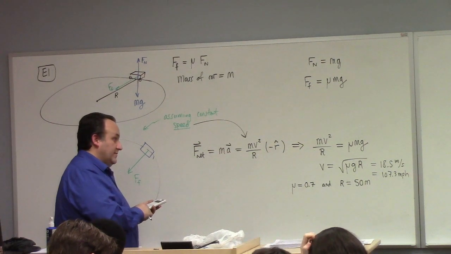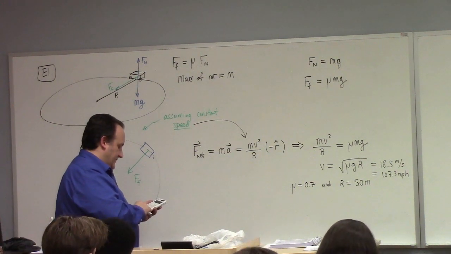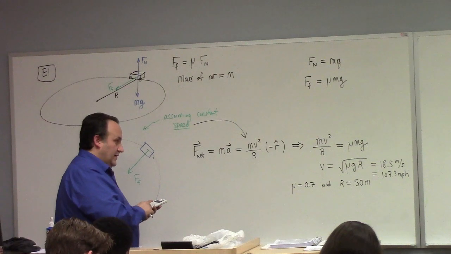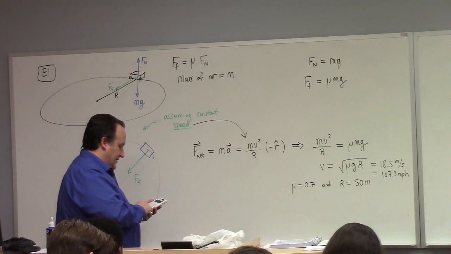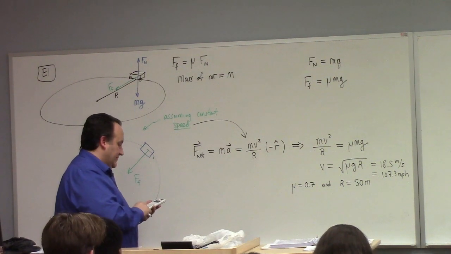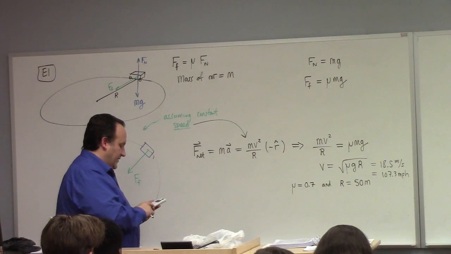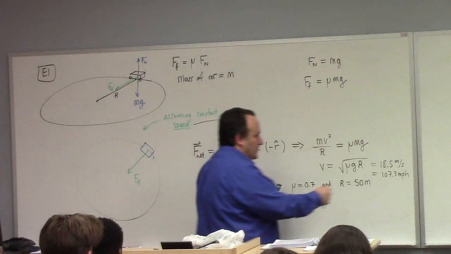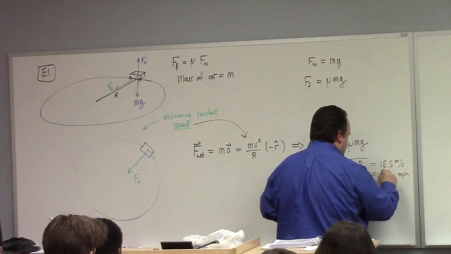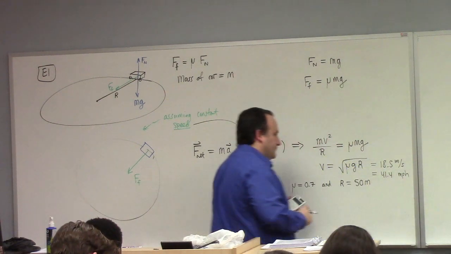All right, so I can take 18.5 and divide by 1609. That's the number of meters in a mile. And then I think I have to multiply by 3600. I get 41.4 miles per hour. Yeah, 41.4 miles per hour.